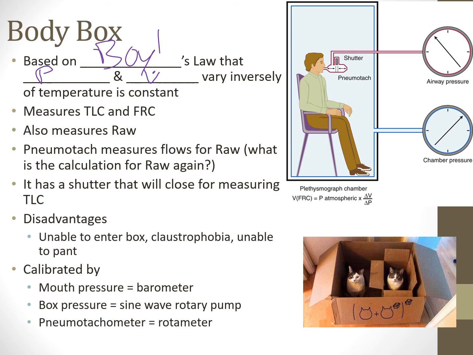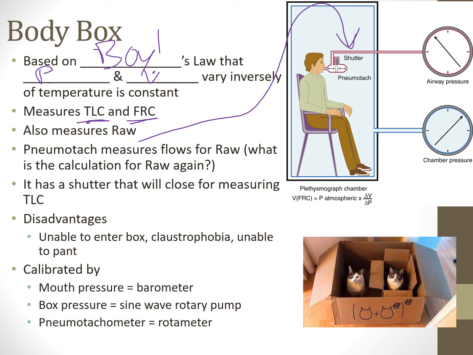And we close the chamber, and it's glass and see-through and all that stuff. And we can look at total lung capacity and functional residual capacity. It also measures airway resistance. If we close this shutter, so you guys see the shutter here? If we close that shutter and have them pant, we can see how much resistance there is to gas flowing in their lungs as well.